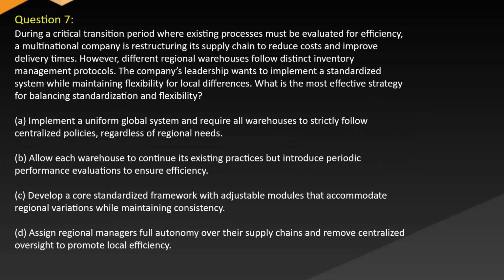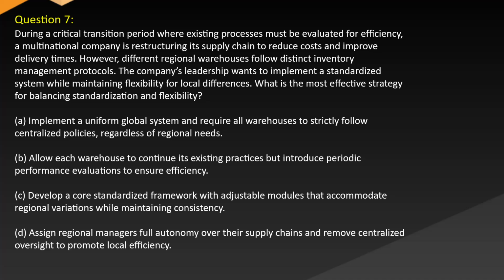Question 7. During a critical transition period where existing processes must be evaluated for efficiency, a multinational company is restructuring its supply chain to reduce costs and improve delivery times. However, different regional warehouses follow distinct inventory management protocols. The company's leadership wants to implement a standardized system while maintaining flexibility for local differences. What is the most effective strategy for balancing standardization and flexibility?